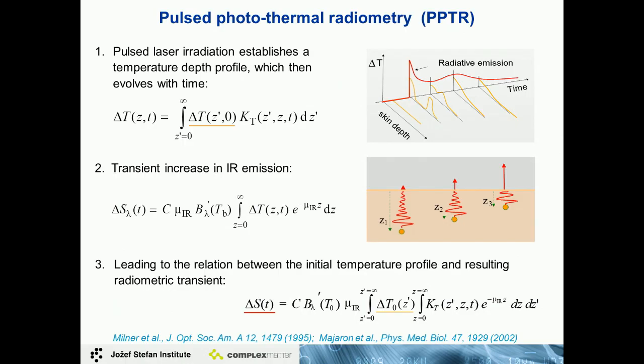And this is because the thicknesses of interest in this problem are actually comparable to the penetration depth of that infrared light. By bringing the two together, we get this integral formulation for the radiometric signal as a function of time, as it depends on the initial laser-induced temperature profile. And of course, it is a very ill-posed inverse problem to try to assess this profile from the radiometric transient.